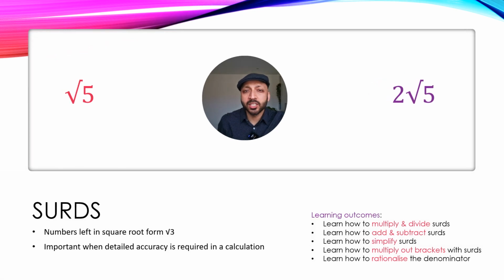We're going to be looking at surds today, and surds is actually a very easy way to pick up marks in a GCSE exam. So in today's lesson, I'm going to show you how to multiply and divide surds, how to add and subtract surds, simplify the surds, and then in some questions you will see surds in a bracket. So I'm going to show you how to multiply out brackets with surds, and then I'll finish off with how to rationalize the denominator. So let's get started, guys.